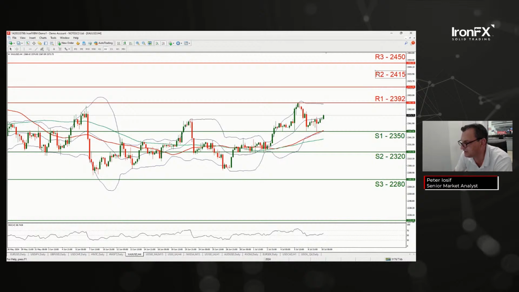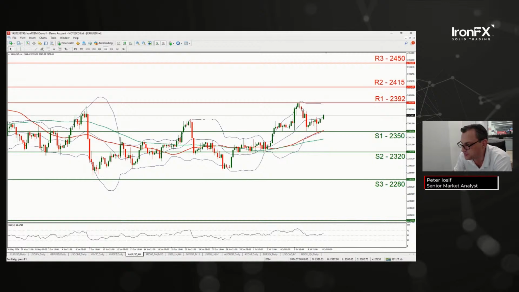The RSI indicator seems to be rising, yet remains unconvincing. It's currently at 58.7. For the time being, though, I tend to maintain a bias for a sideways motion between the R1 and the S1. I would like to see a higher peak than this one for a bullish outlook to be valid.